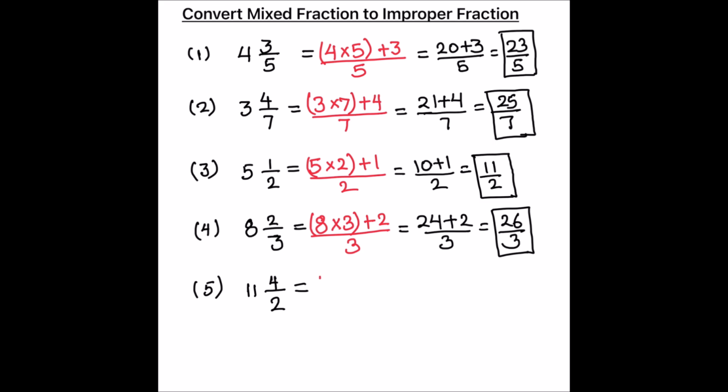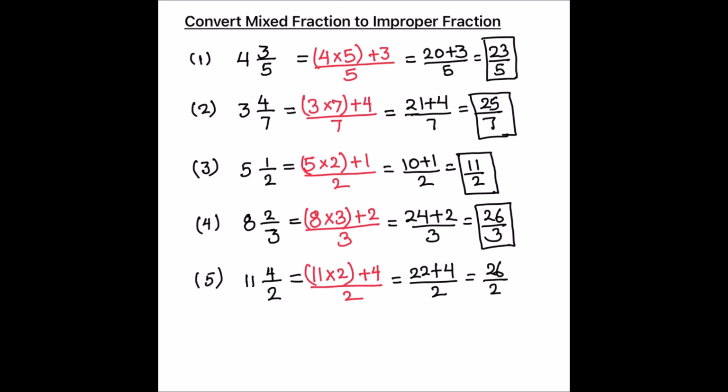The next one is 11 times 2 plus 4, divided by 2. 11 times 2 is 22, plus 4, divided by 2, which is 26 divided by 2. Now here we see that there's a common factor of 2 between 26 and 2. It is always a good practice to reduce the fraction and write it in simplified form. So that's going to be 2 times 13 and 2 times 1. So our final answer is 13 upon 1 or 13.